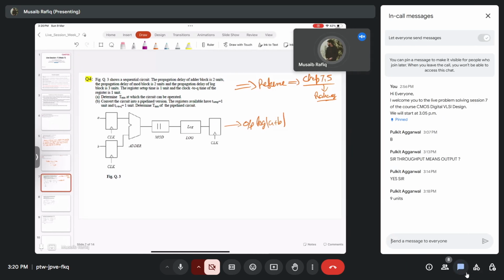What about others? Have you solved it? So with pipelining, T min will decrease. That you should keep in mind. Pipelining helps us to reduce the time since throughput increases. That means that the time will decrease. I'll show you how.